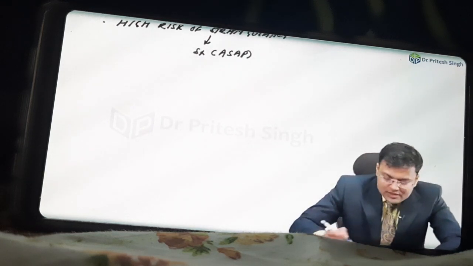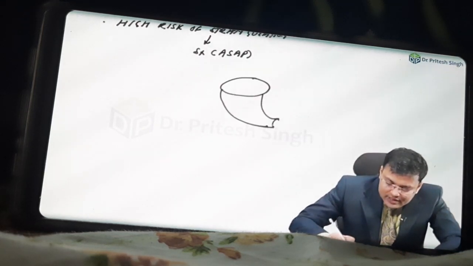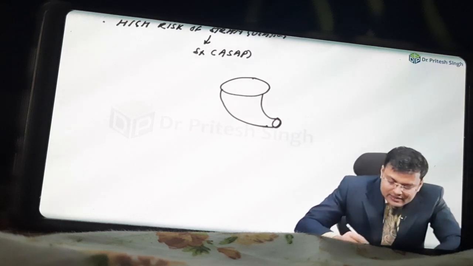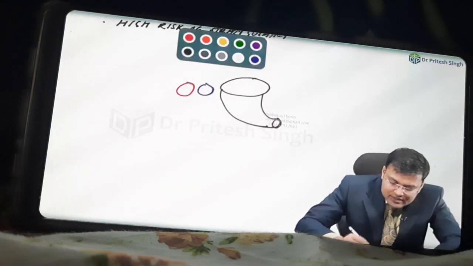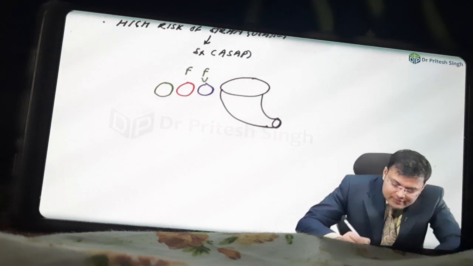Now see the anatomical correlation. This is the femoral ring. This is the femoral canal. Lateral to this femoral ring and canal, there is the femoral vein, the femoral artery, and the femoral nerve.